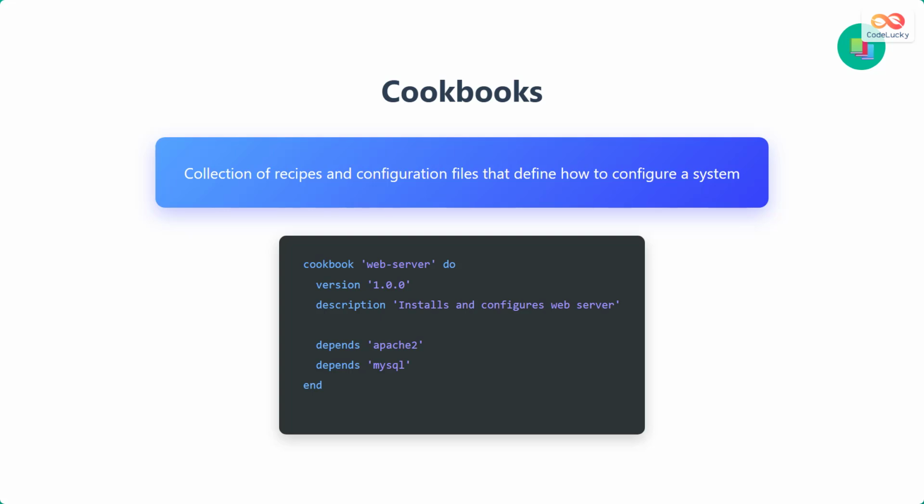For example, you might have a web server cookbook that contains all the instructions needed to set up and configure a web server. Cookbooks include metadata such as version numbers, descriptions, and dependencies on other cookbooks. The example shows a simple cookbook definition with a name, version, description, and dependencies on Apache 2 and MySQL cookbooks. Dependencies ensure that required components are installed before your cookbook runs.